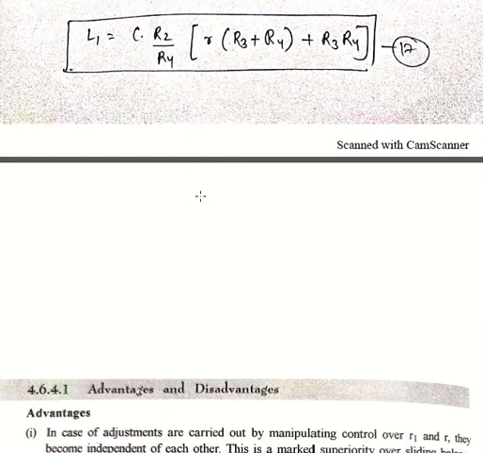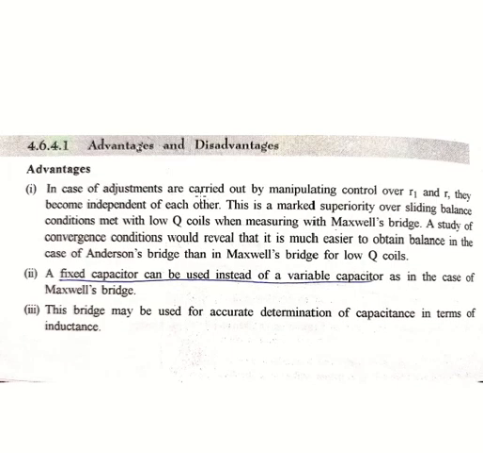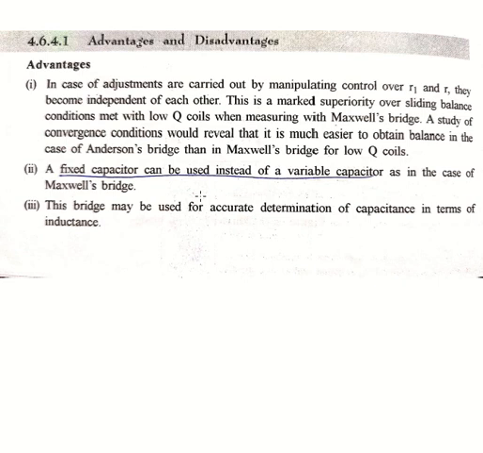Now coming to the advantages and disadvantages of the Anderson bridge. In advantages, we have already mentioned that the Maxwell bridge is used for low inductance coils. I'm just reading this out for you. If adjustments are carried out by manipulating the controls over R1 and small r, they become independent of each other. This is a marked superiority over the sliding balance condition met with low Q coils when measuring with the Maxwell bridge.